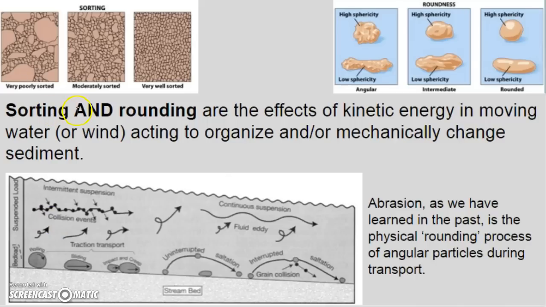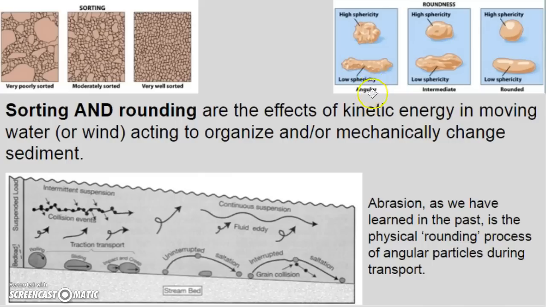So we have to consider sorting and rounding. Sorting is the result here of how the energy in the water is able to organize them. Very well sorted are going to be, let's just say, homogeneous, or all about the same size. Where very poorly sorted, you're going to have kind of a heterogeneous grouping. You're going to have large and kind of medium and small materials together. So we'll focus on either poorly sorted or well sorted. So the sorting and rounding are the effects of the kinetic energy in moving water, or wind, acting to organize and or mechanically change the sediment.